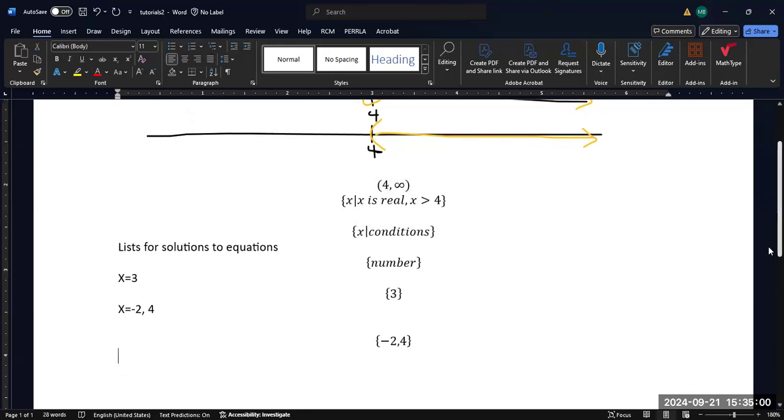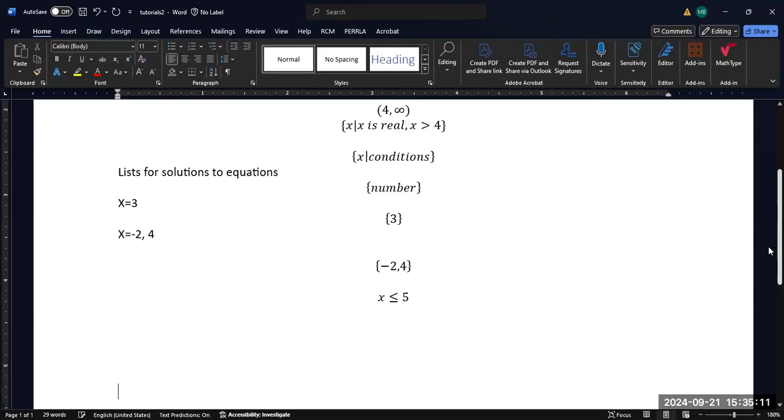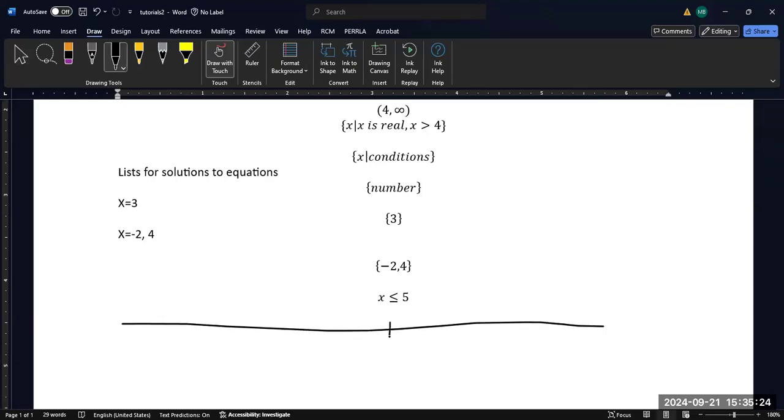All right, so now let's look at what happens if we're doing x less than or equal to 5. Now, again, we can draw these on a number line, and then we can write them in interval notation and set builder notation. So I'm going to draw the number line again. There's my number line. There's my 5. Now, which direction is this going? Well, this is x less than 5, so go this way. Again, there's my arrow.